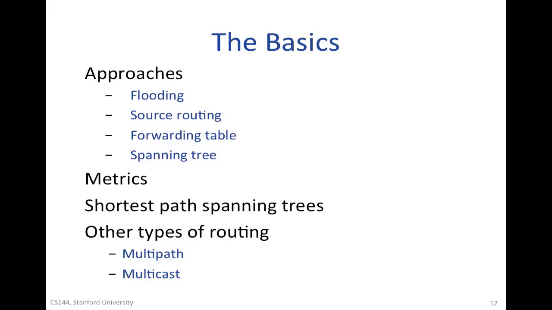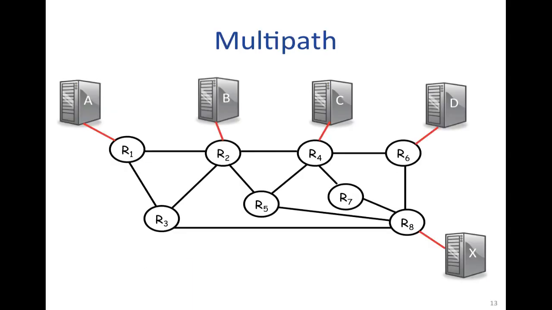Going back to our outline, we've got down to the shortest path spanning tree. We're going to be looking at several examples of this over the next few videos. I just want to finish up by telling you about two other types of routing that are commonly used. The first one is multipath. So far, we've assumed that all the packets to a given destination are going to follow the same path, in particular the shortest path spanning tree.